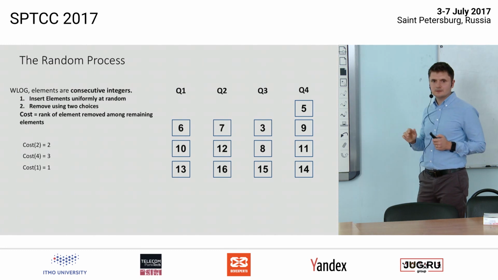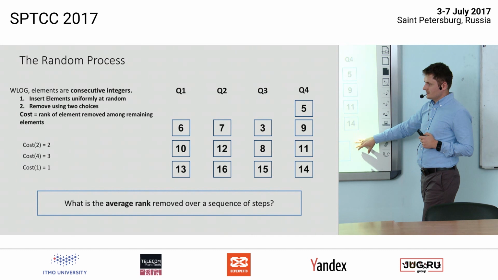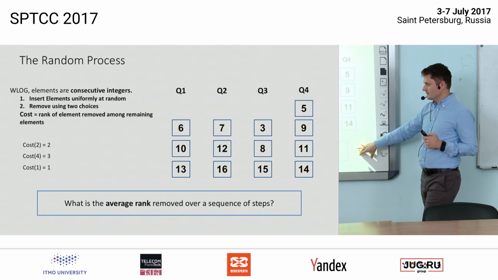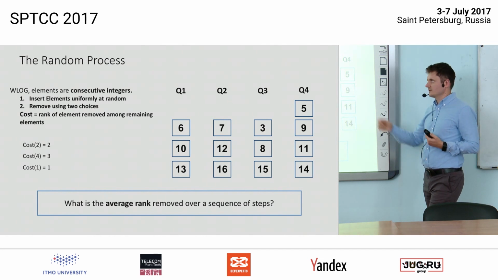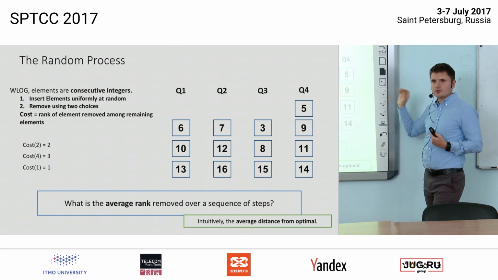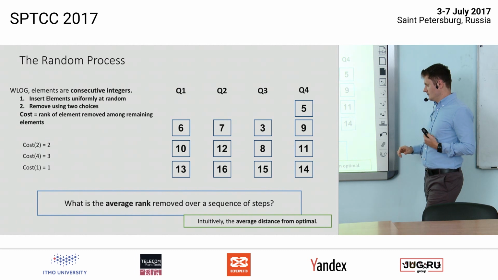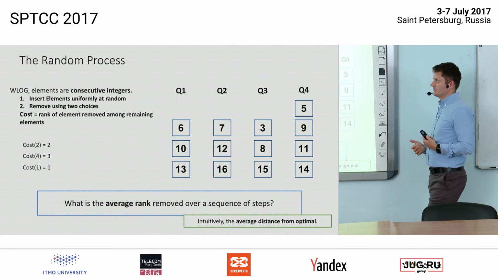All right. So then the question that we're going to try to answer is, what is the average rank removed over a sequence of steps? So basically, at a random point in time, what is the distance between this and the perfect priority queue, which always gives me the best element at each step? So this is the average distance from an optimal queue, which is the sequential version.